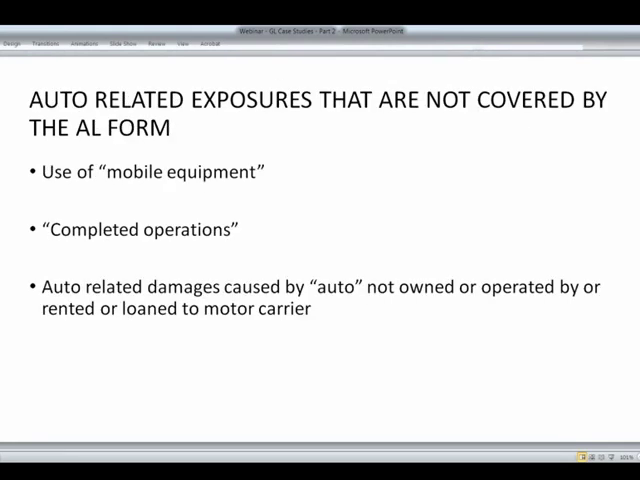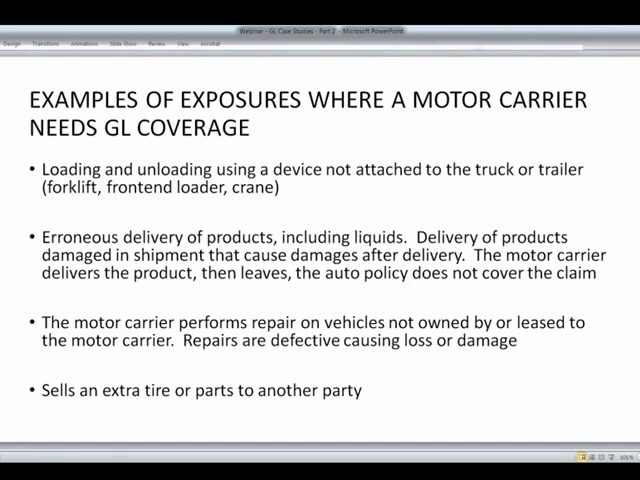So again, use of mobile equipment is auto. Completed operations is GL, forklifts, front ends, and cranes. Once we take it to the final destination, then it's GL. Auto-related damage caused by an auto not owned and operated or rented or loaned to the insured, brokerage, garage operation is GL. So loading and unloading using a device not attached to the truck or trailer, forklift, front end loader, crane, that's GL. Erroneous delivery of products, including liquids, or delivery of products damaged in shipment, that again is GL.